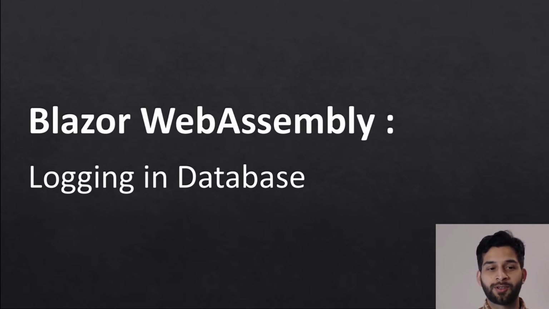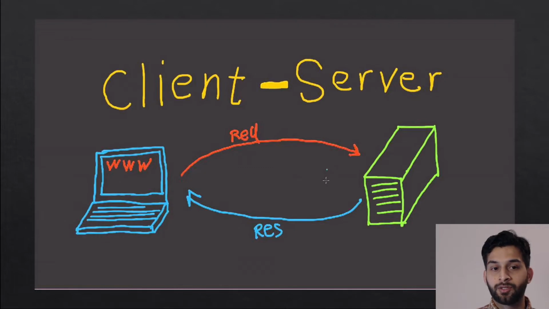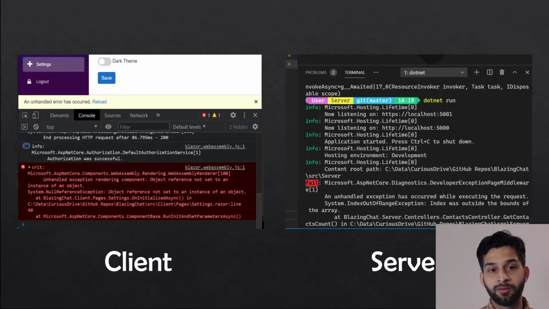In this episode, I'm going to talk about logging in database for Blazor WebAssembly application. So when we created Blazing Chat application, we created it as an ASP.NET Core hosted version of Blazor WebAssembly application, where we have a client project and a server project. And because of that, we could face errors in different places.